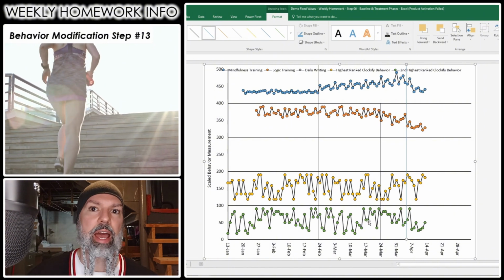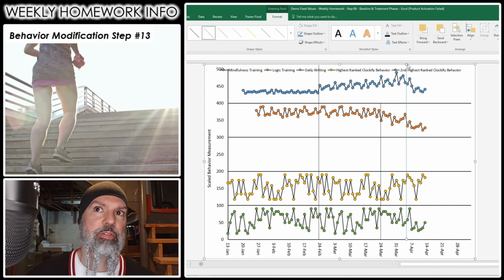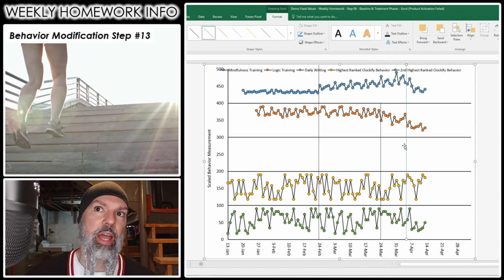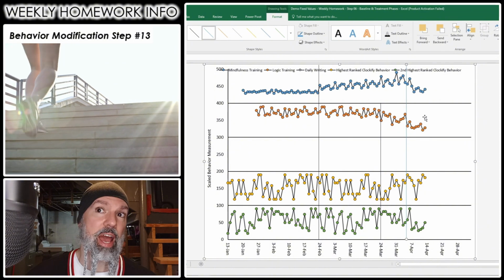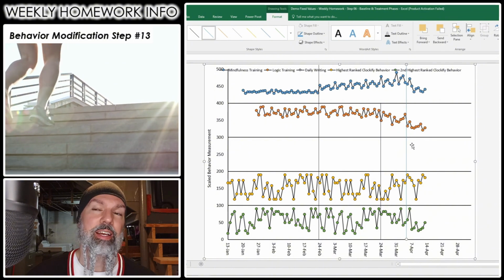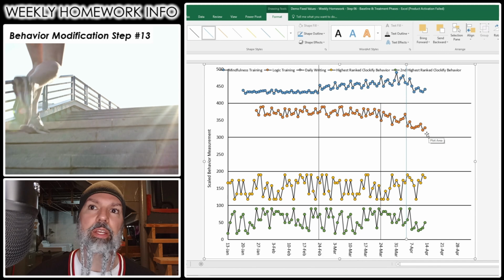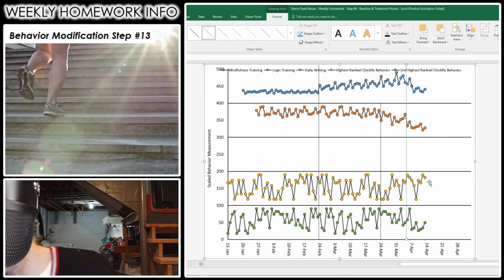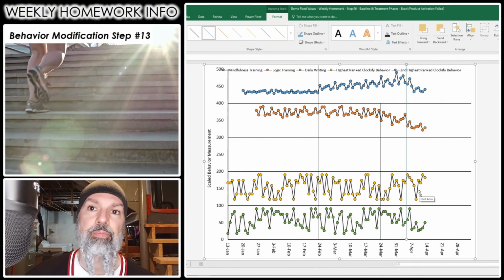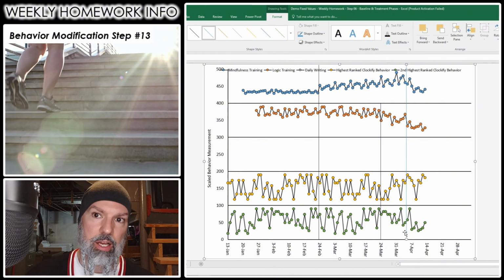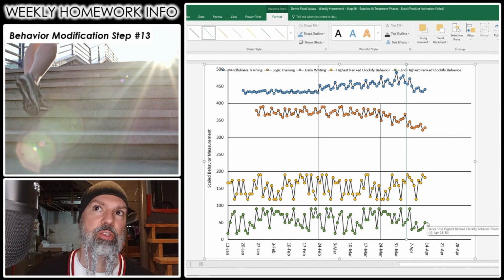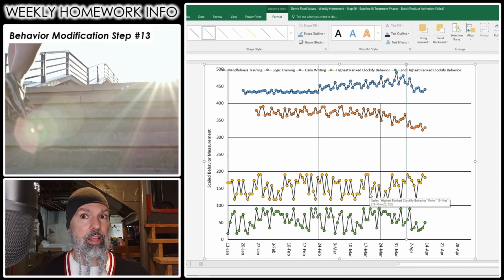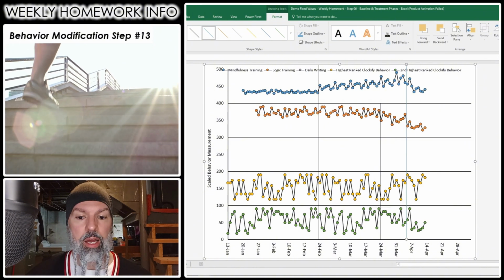So if we take a look at this example here, we can see that after removing reinforcement, we had an effect on mindfulness training. After removing reinforcement, we bizarrely had a further decrease in the duration of the logic training. When removing reinforcement from our highest Clockify behavior, we have no change in the duration of that behavior, but for the second highest ranked Clockify behavior, we see a decrease after we removed reinforcement in that reversal procedure.